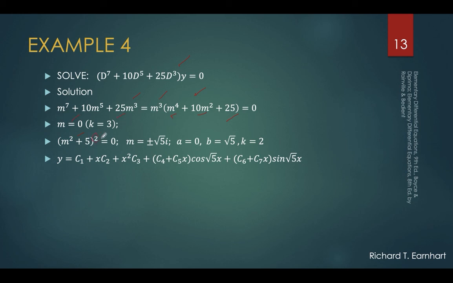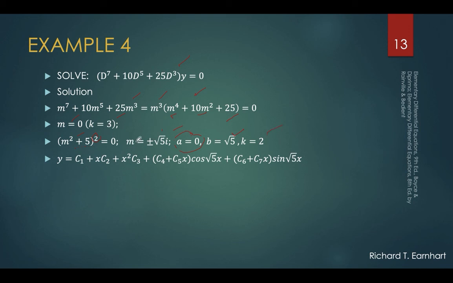Now, the power 2 here indicates that this root has a multiplicity of 2. So take note that if you try to solve for m, that gives you negative 5, m squared, then take the square root, which gives you plus or minus the square root of 5 times the imaginary unit. So your a here is 0, and b is the square root of 5 with multiplicity of 2.